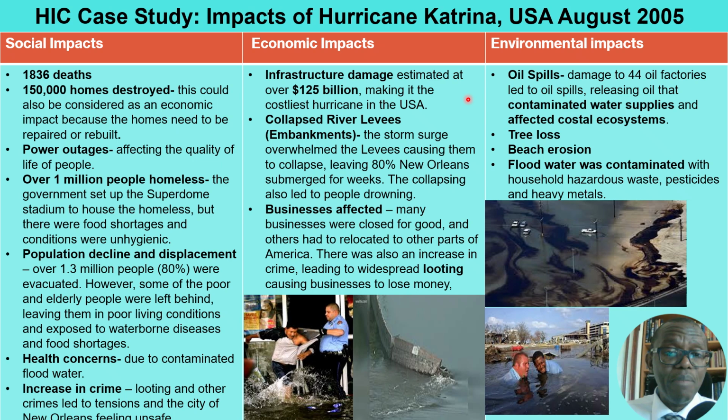And then the second impact was that there were collapsed levees. So levees are embankments that protect areas from flooding. Okay, now those embankments are sometimes made from concrete, and the ones that had been made here actually ended up collapsing. And because they collapsed, they then caused a lot of flooding.